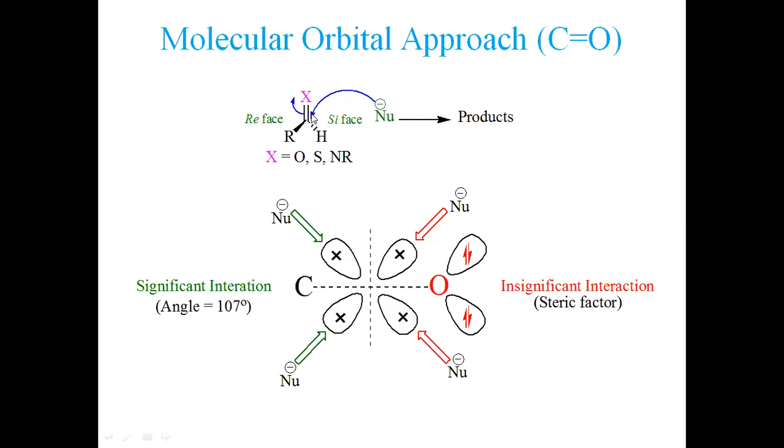Now again, there are two questions. It also has a pi bond. So these pi bonds have two orbitals. Look at here.